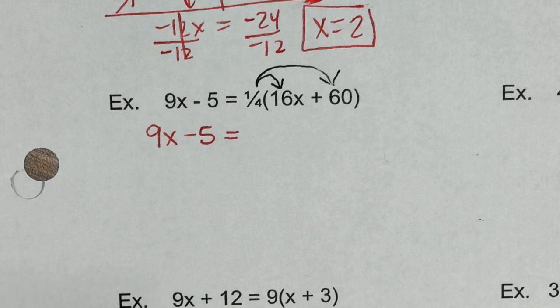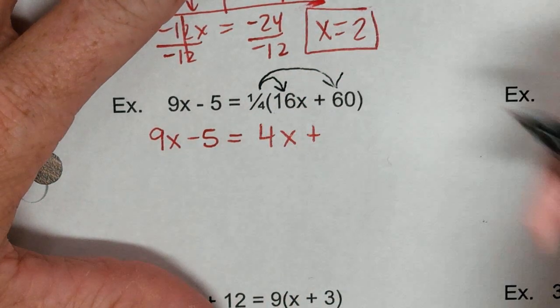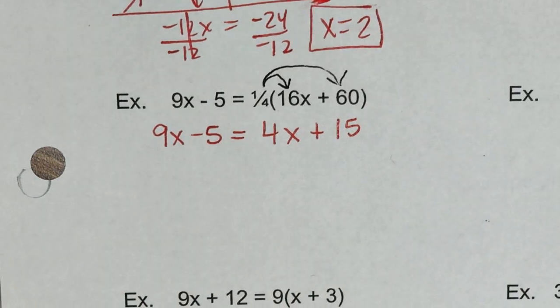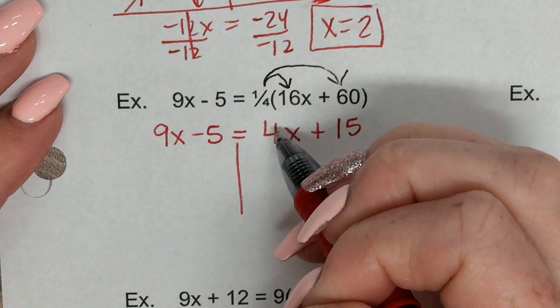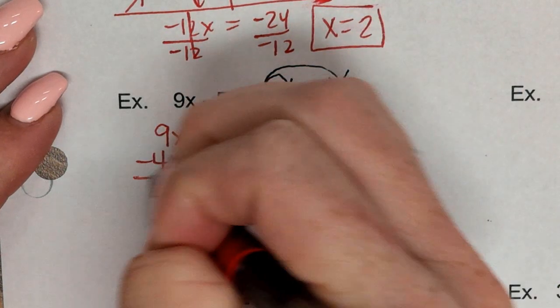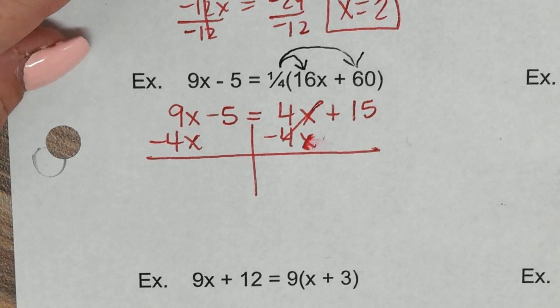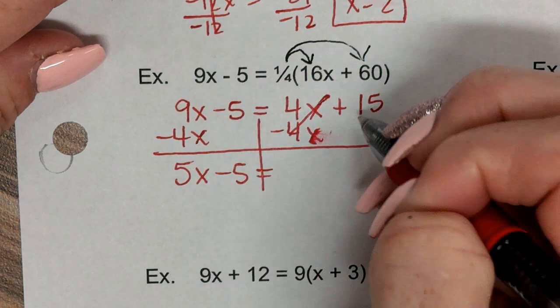So what's a fourth of 16? 4x. Plus, what's a fourth of 60? 15. All right, now I can go move the variables to the left. How am I going to move this 4x? 9x minus 4x is 5x. Minus 5 equals 15.